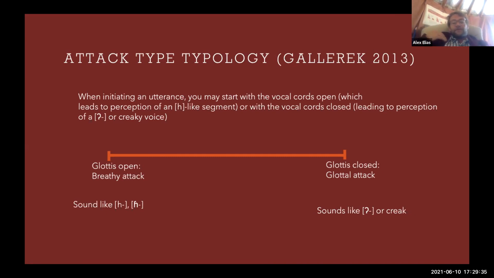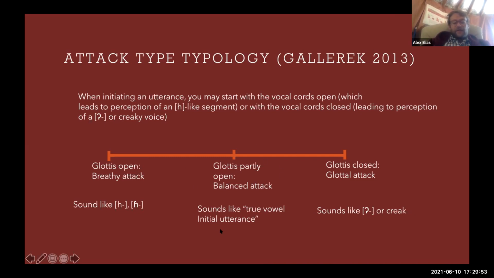Or you could be at rest with your vocal cords tightly shut and then initiate the vowel from there, which would lead to perception of a glottal stop as you release the glottis. So this forms a typological spectrum. And possibly there is some balanced attack where you have no percept of any non-modal voicing at the beginning, but this would be more rare. I find this gives a nice way of thinking about the phenomena we're going to be talking about. This is the typological spectrum that I'm interested in, and I'm going to be looking at how languages move from one area to the other along this spectrum.